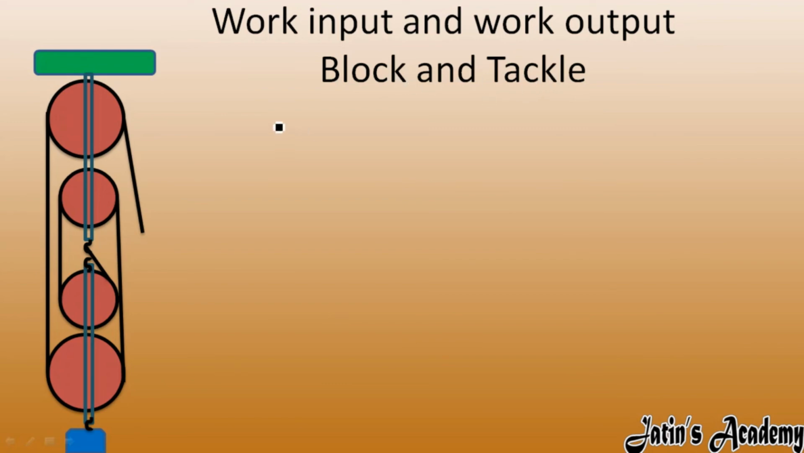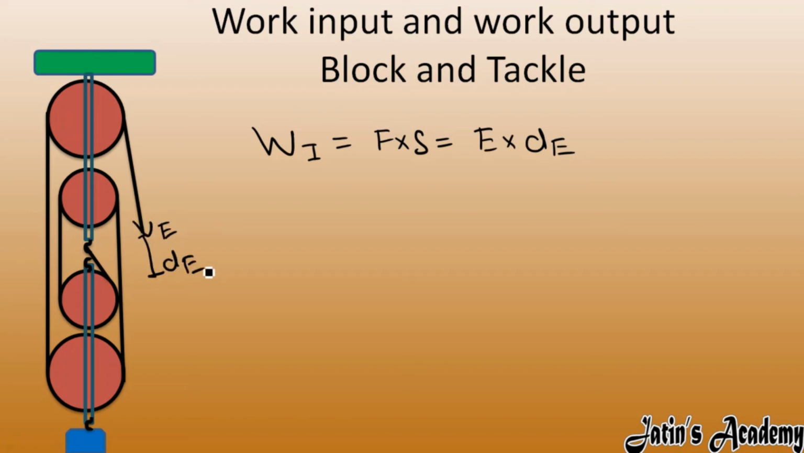Now we have to see the work input and work output for the block and tackle system. What is the meaning of work input? Work input means work equals force into displacement. Input means we are applying the force on the machine, which is the effort, and at the effort point we have a displacement of effort. So here we are applying effort and this string is moving. This is called displacement of effort. And what is the meaning of work output? Work output means force into displacement: how much force the machine applies on the load. So this is the load, and the displacement at the load point is the displacement of load.